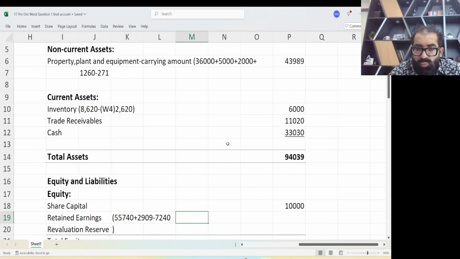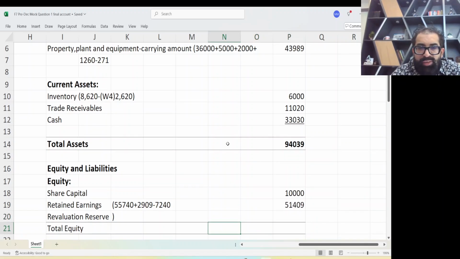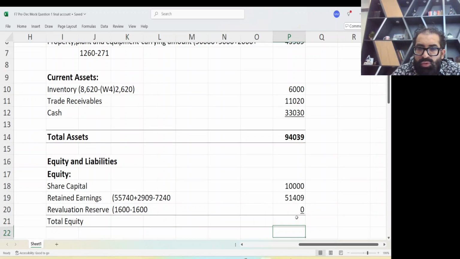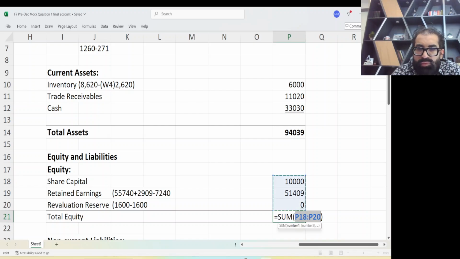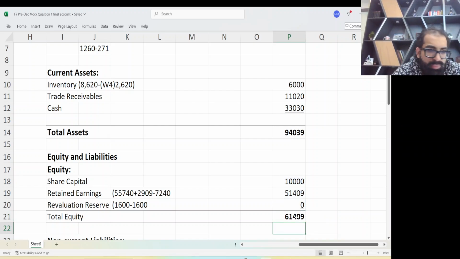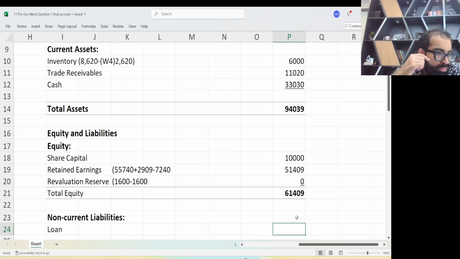So let's see what's the answer. 55740 plus 2909 minus 7240. Okay, then we have the revaluation reserve. Very easy. The revaluation reserve was 1600, and yes, we removed the complete 1600. Remember, in the impairment entry, we used all the revaluation reserve. So the total came out to be 61409.